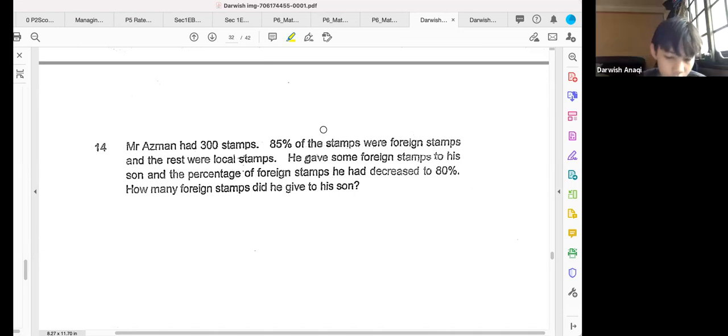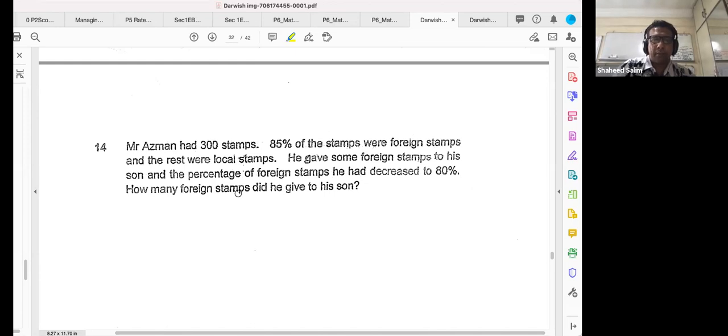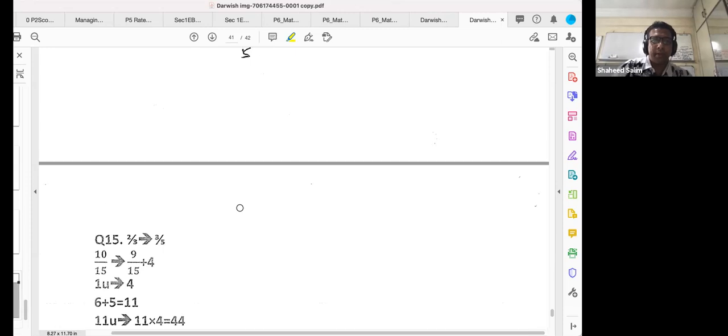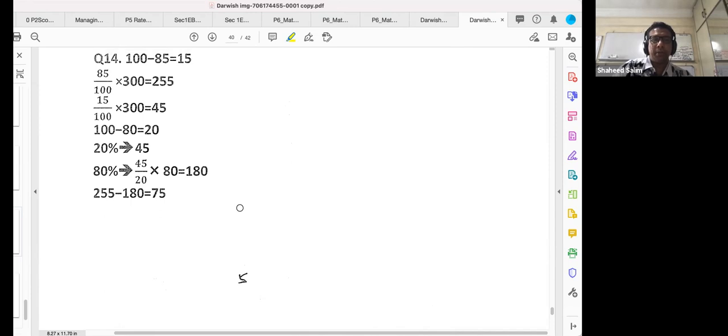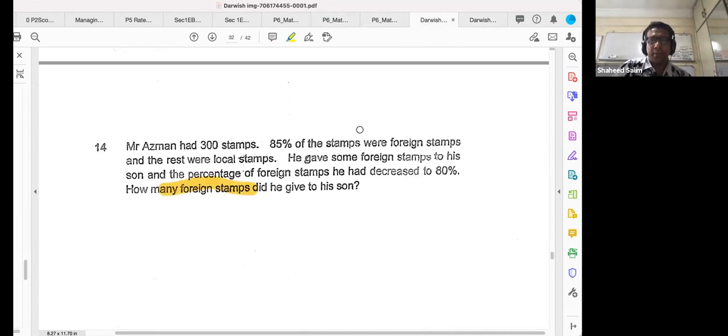I got 240 stamps, foreign stamps. 240 foreign stamps. He gave his son how many stamps? 240. Okay, I don't think it's 240. So, okay, how do we do this? All right, let us.